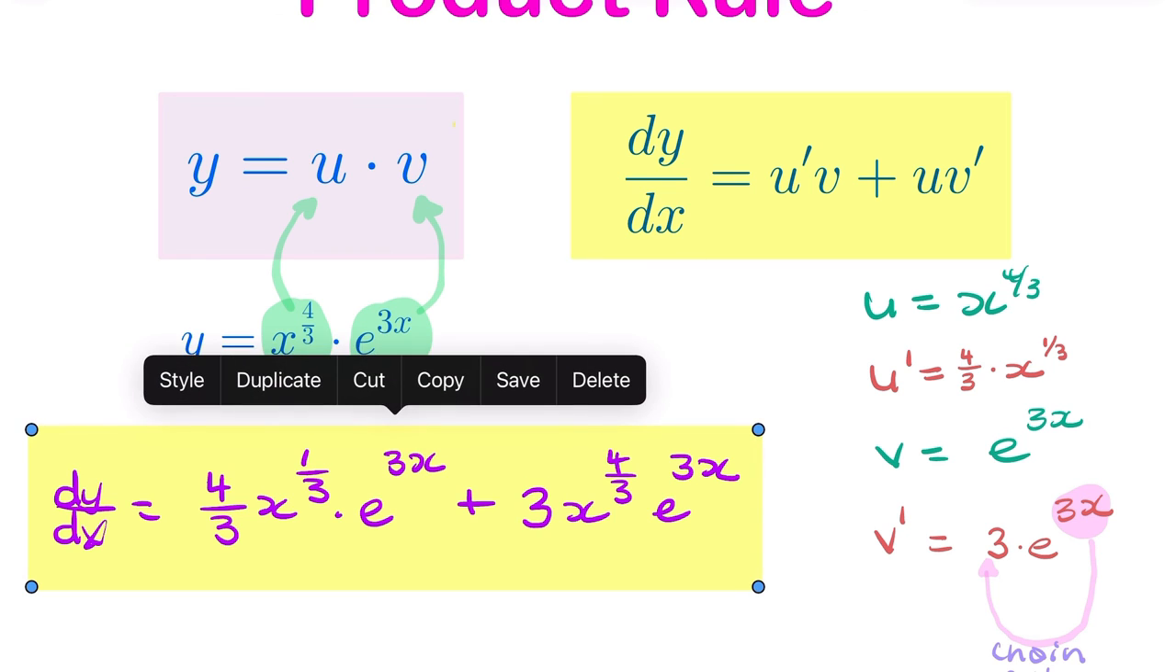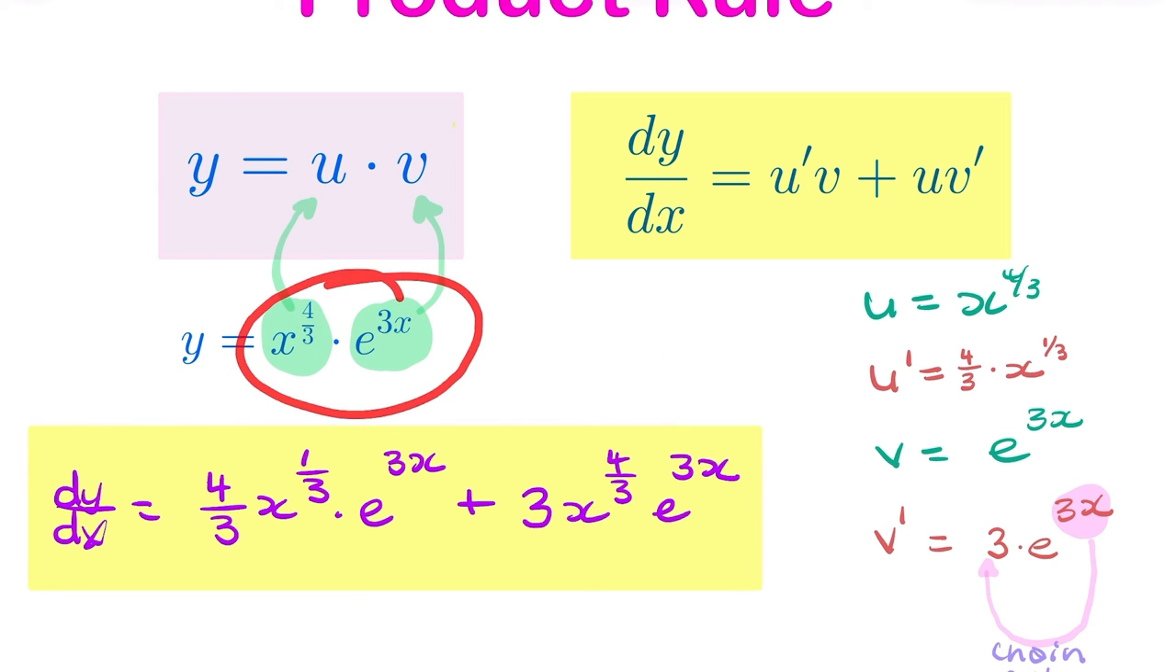That's how you differentiate an expression where you have two terms that are multiplied together. Even if you don't see a multiplication sign, when you have an exponential and an x, they have to be multiplied. So that's how you use the product rule.